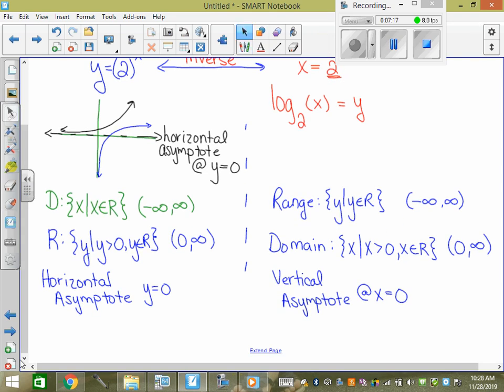What are the x-intercepts of my exponential? Good question. What are the x-intercepts of my exponential, the black graph? None. The asymptote's on it, right? So this one has no x-intercepts. So what would my inverse, the log function, have? No y-intercept.